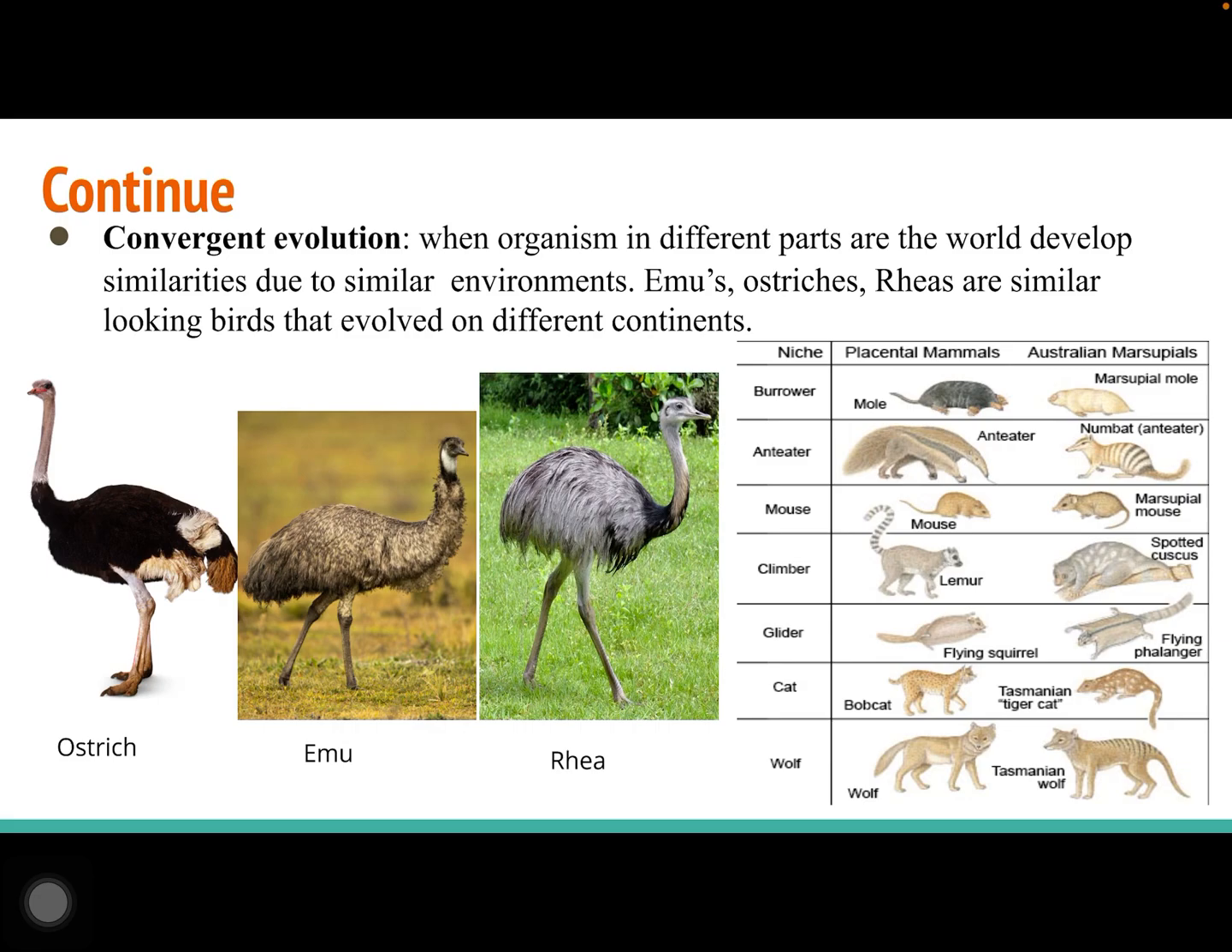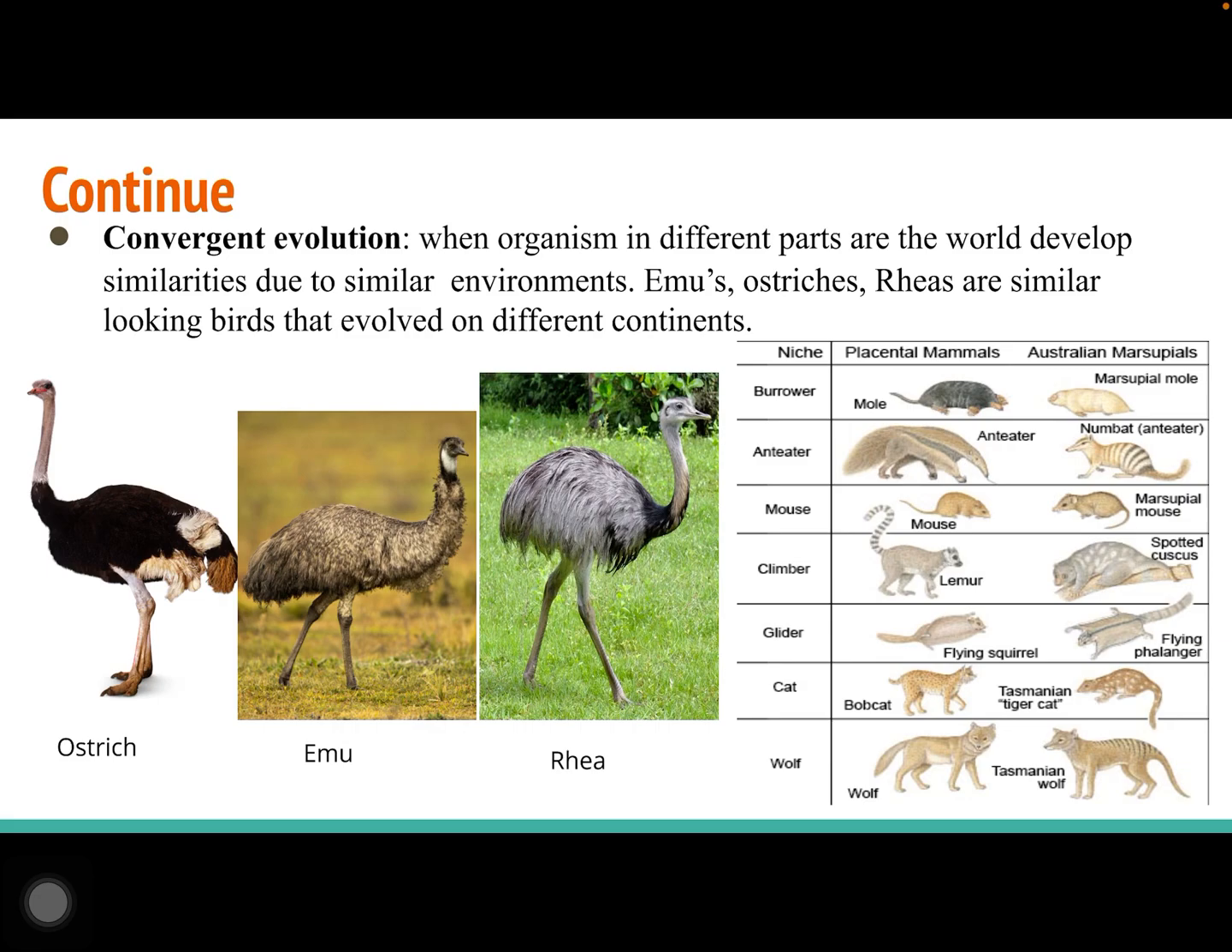The ostrich is found mainly in Africa. The emu is found mostly in Australia. And then the rhea is found in South America. Again, all different parts of the world, but they are flightless birds that all look and behave very similar to each other because their environments are close, but not the same.